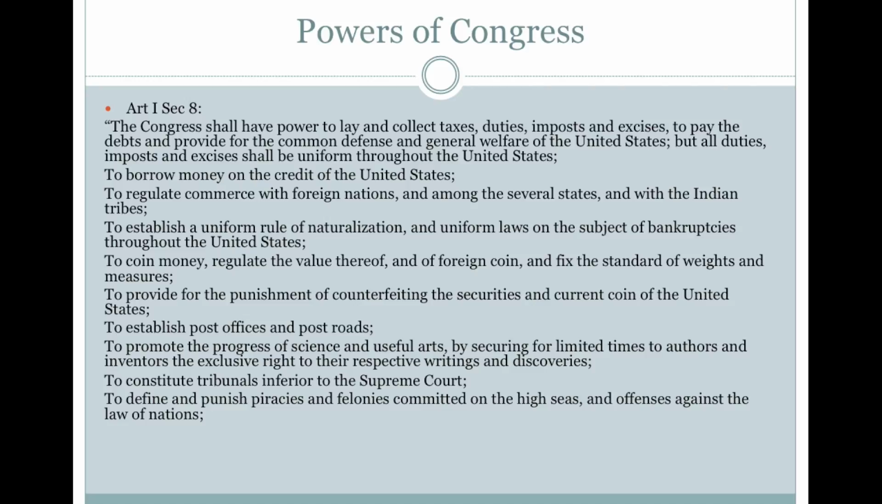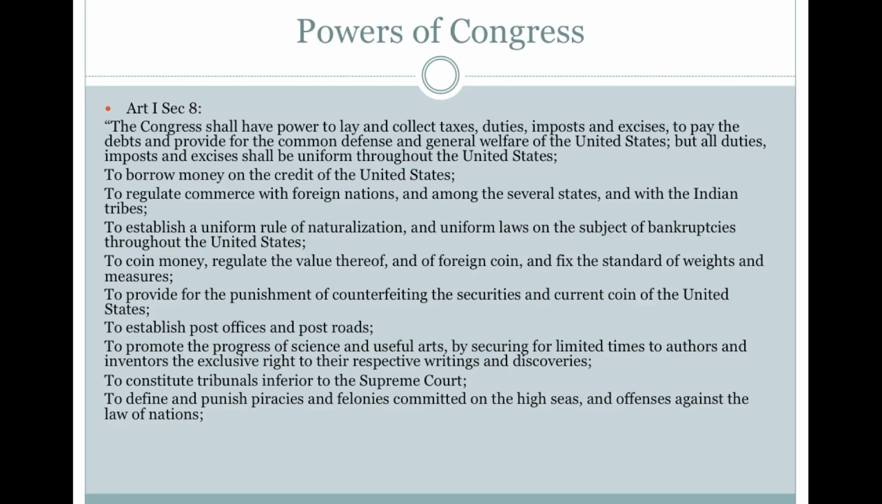Powers of Congress. Article 1, Section 8 of the Constitution enumerates all of the powers of Congress, so I'm going to go through this with the actual text and point out the most important things in here.